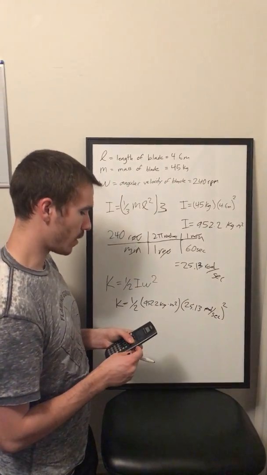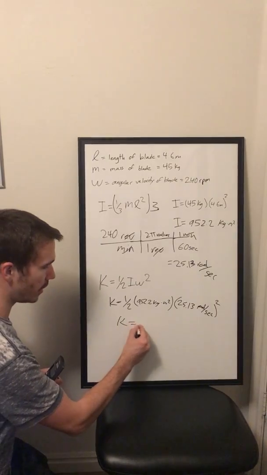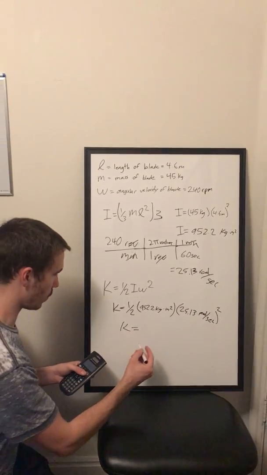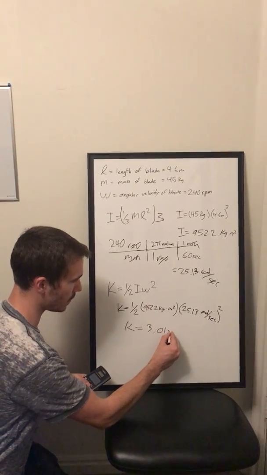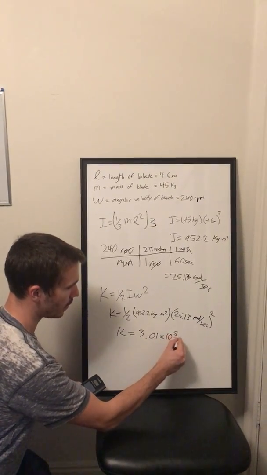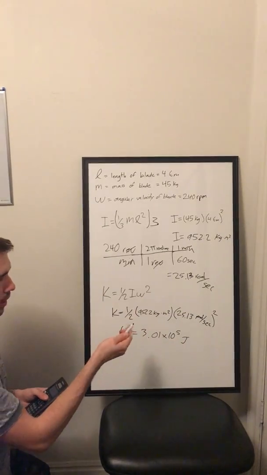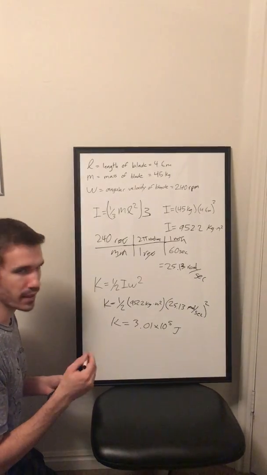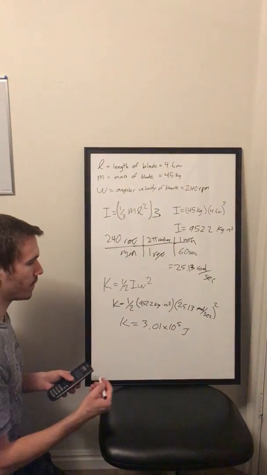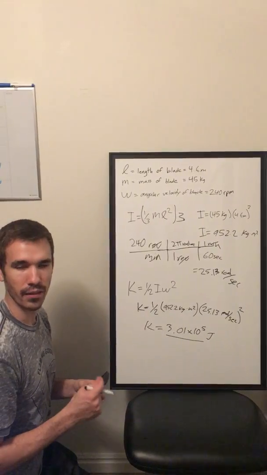And once we run this through our calculator, we should get that the kinetic energy of the blade assembly equals 3.01 times 10 to the 5th joules, because once we cancel out the units, we're left with kilograms times meters squared divided by second squared, which is joules. So this would be our final answer for question 16 in chapter 10 of our physics textbook.